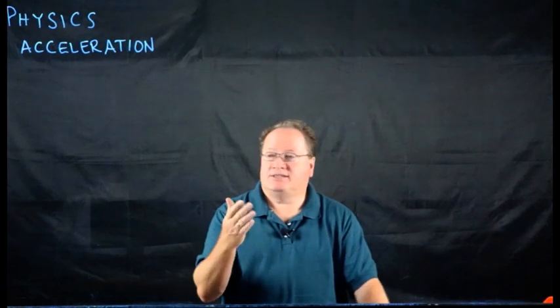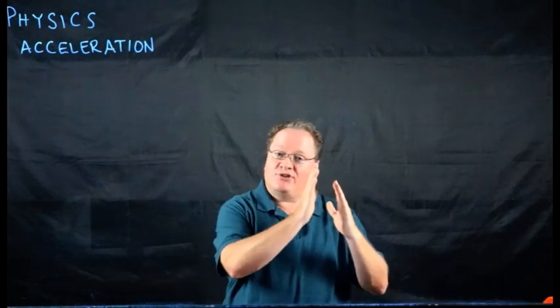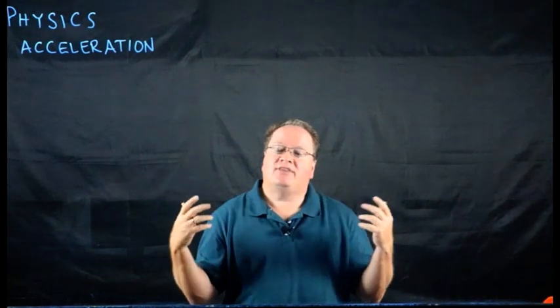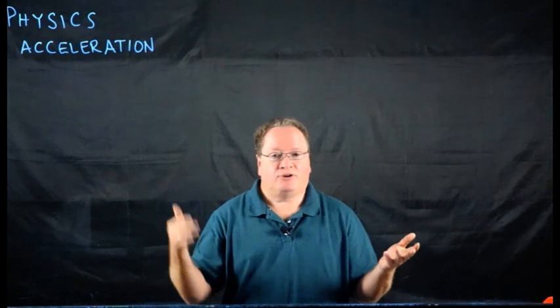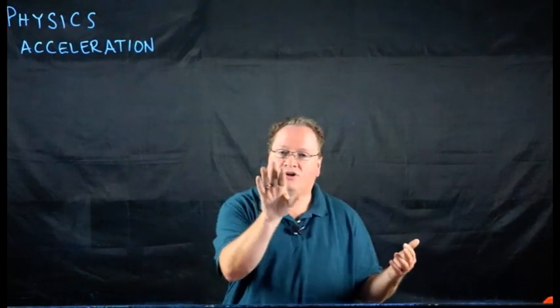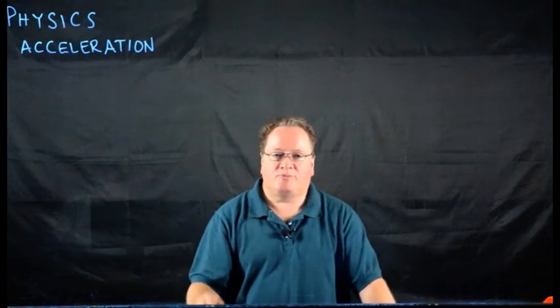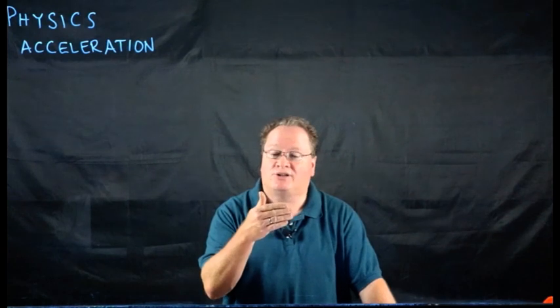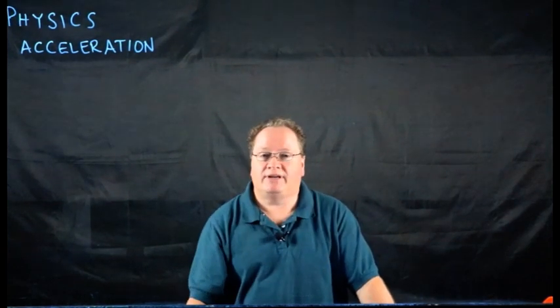So for instance, if you're walking along and you're covering the same distance every second, we would say that you have a constant speed. In that case, if you're going in a straight line and your speed is not changing, you don't have any acceleration. Right? There's no acceleration if your speed remains constant and your direction also remains constant.